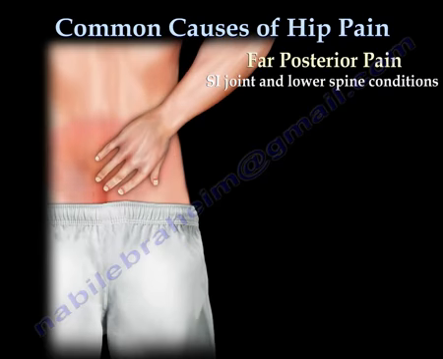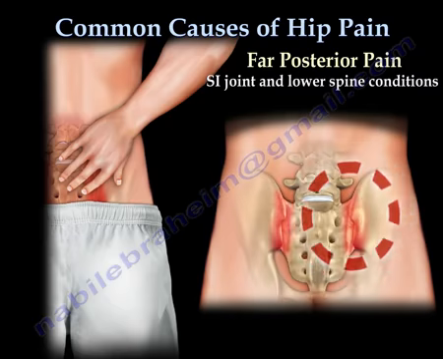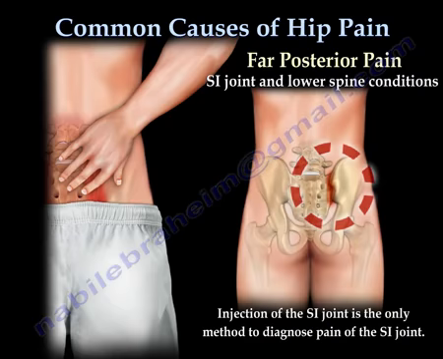Far posterior hip pain is usually due to SI joint and lower spine conditions. SI joint problems can only be diagnosed by injection of the SI joint with improvement in the pain level of the patient.